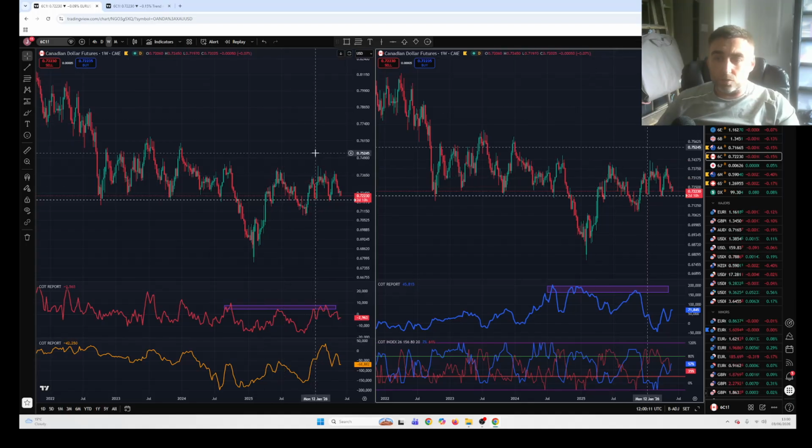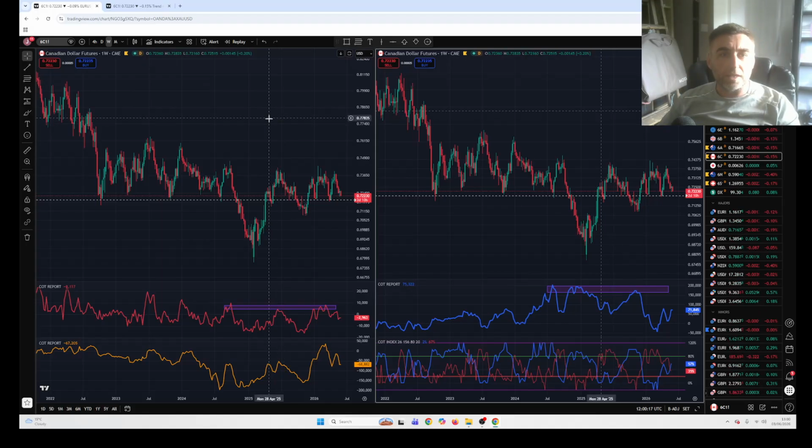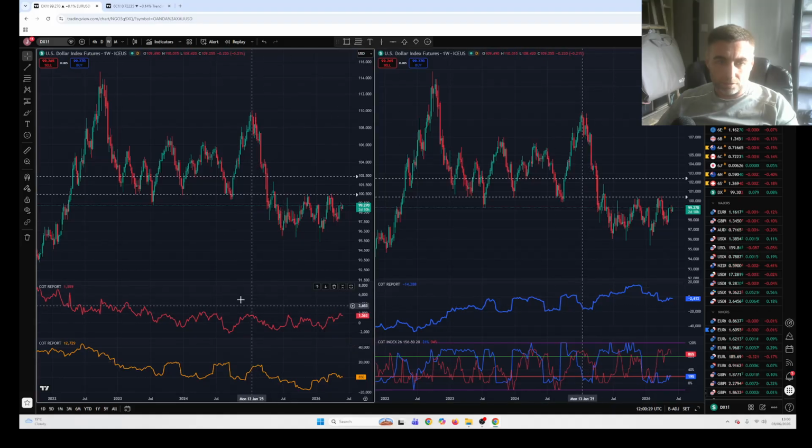So anyway, let me just tell you how I'm getting my bias for longing the Canadian dollar. Well, the main reason is if I go onto the US dollar futures chart, it's these two. This one here, the red squiggly line at the bottom, and the blue. Let me just explain what these are. This here is the retailers, the amount of contracts open for the US dollar.